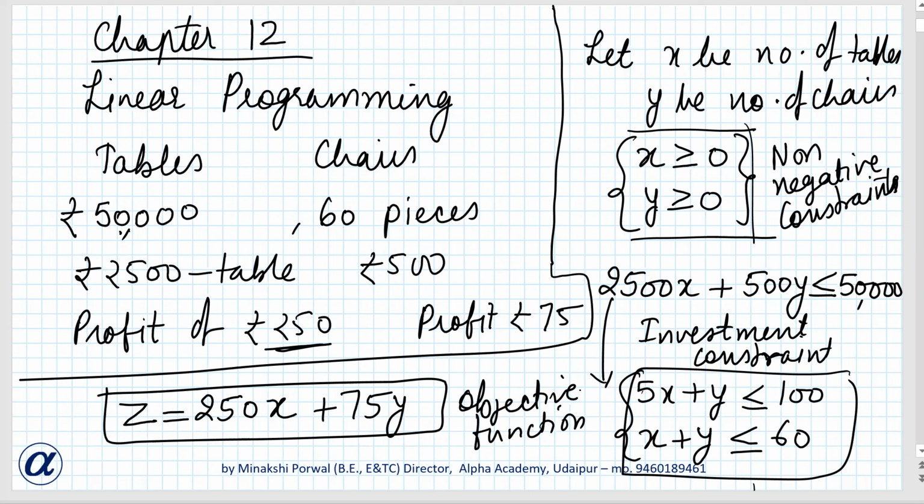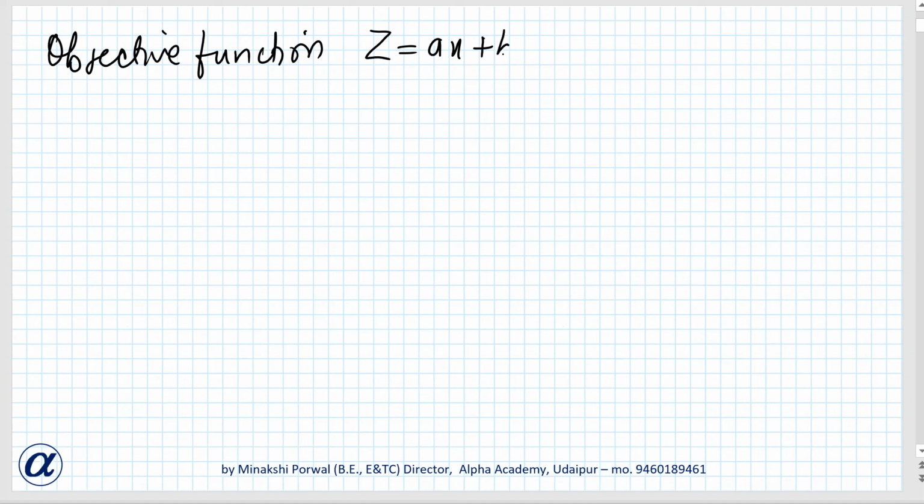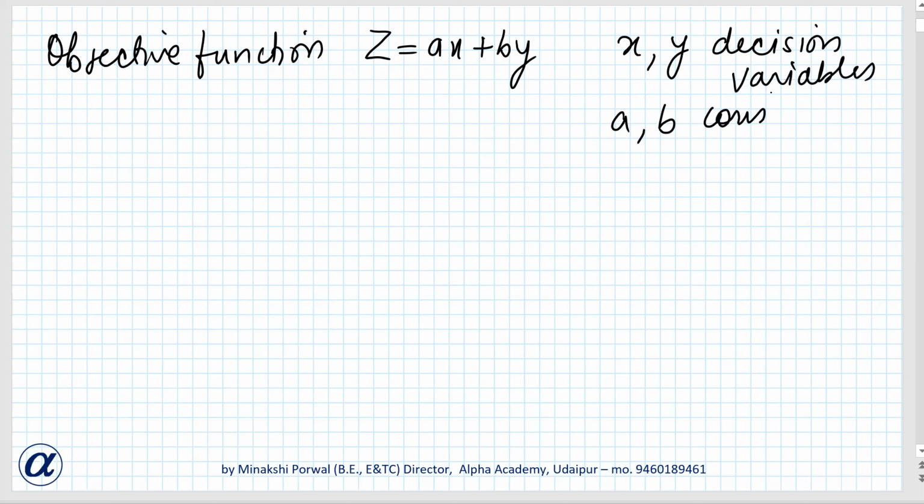Now, the general form of the objective function is given by: let the objective function z equal ax plus by, where a and b are constants and x and y are called decision variables.